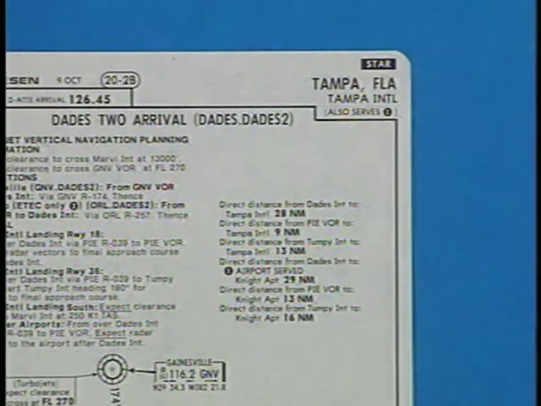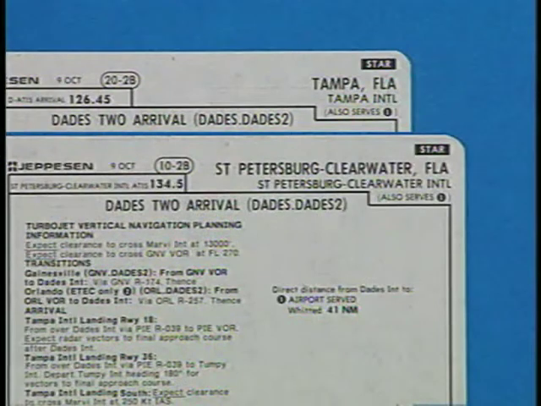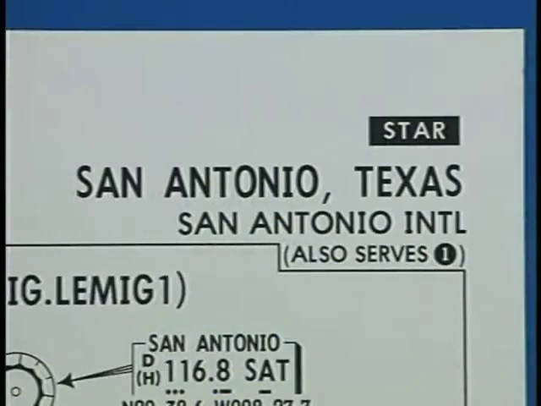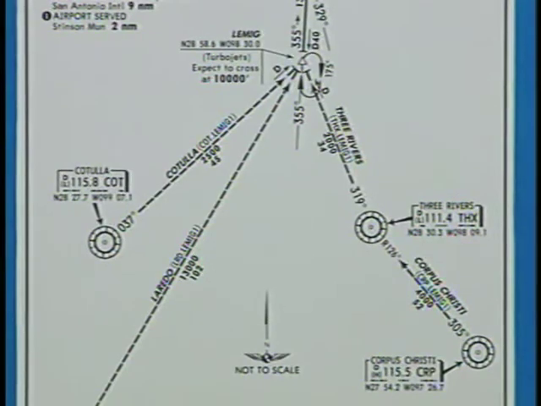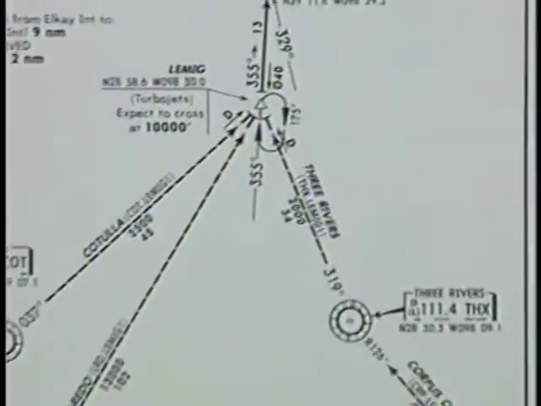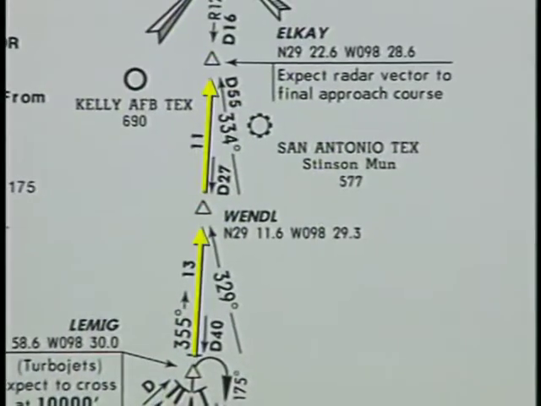However, in many cases, additional copies of the STAR are filed in front of other major airports it serves, with minor modifications to emphasize the procedures for that specific airport. Let's look at the LEMIG 1 arrival for San Antonio, Texas. This arrival, like most STARs, consists of multiple transition routes and an arrival route.